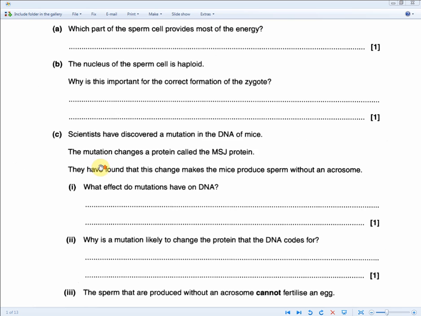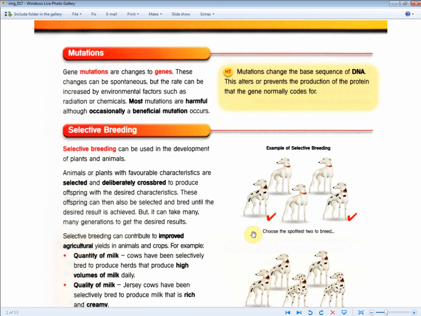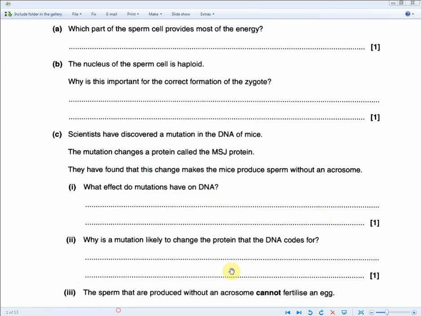So if we zoom in, scientists have discovered a mutation in the DNA of mice. The mutation changes a protein called the MSJ protein. They have found that this change makes the mice produce sperm without an acrosome. What effect do mutations have on DNA? So if we return back to the revision guide, basically, mutations can alter or prevent the production of the protein that the gene normally codes for. That's all you need to say for this 1 mark.